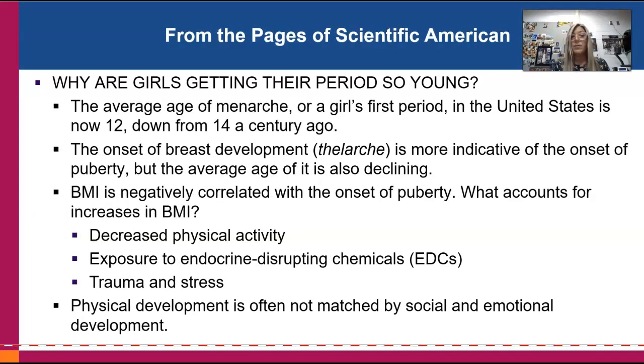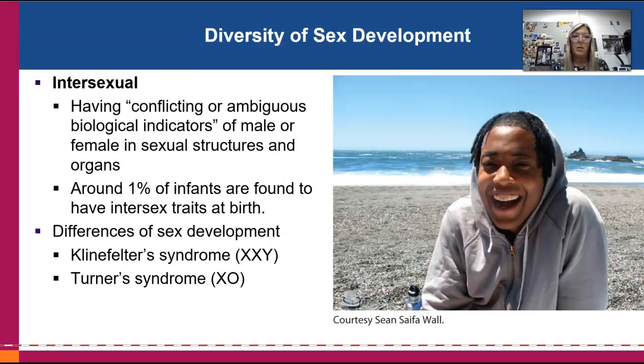So why are girls getting their periods so young? That's the big question nowadays. A lot of people are discussing whether it's the food, the environment, or the chemicals. The average age of a girl's first period is about 12 years old. The onset of breast development, called thelarche, is more indicative of the onset of puberty, but the average age is also declining. We really can skip over this part.